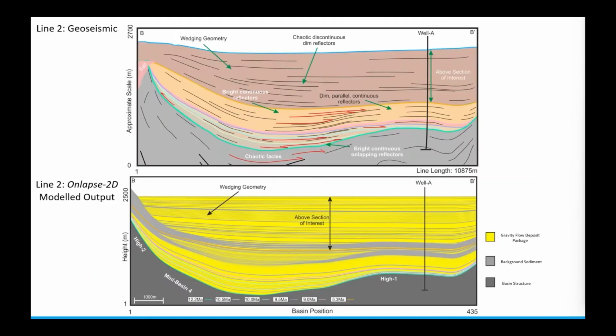So what we have here is a side-by-side comparison of the ONLAP 2D model and our geoseismic data. In yellow, we have gravity flow deposit packages. In light gray, our background sediment. And then darker gray, we have our basin structure.